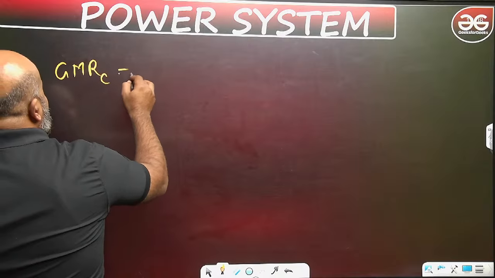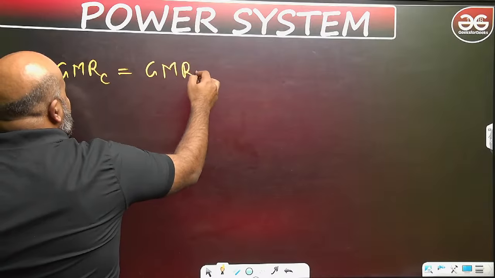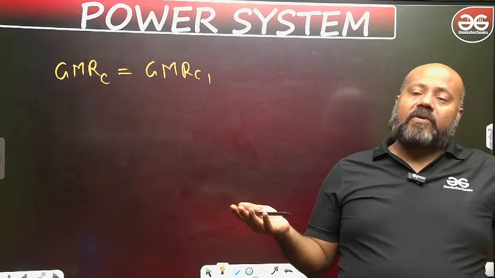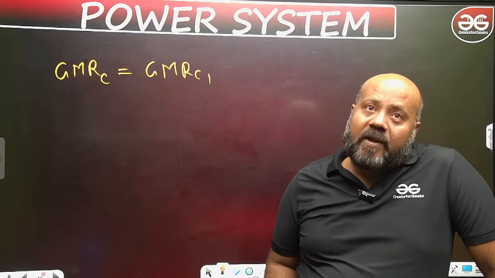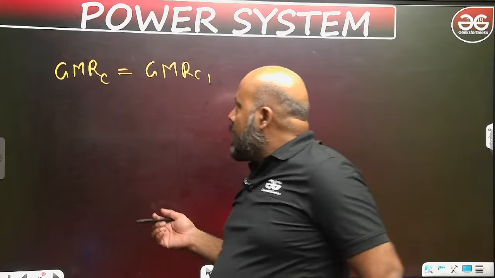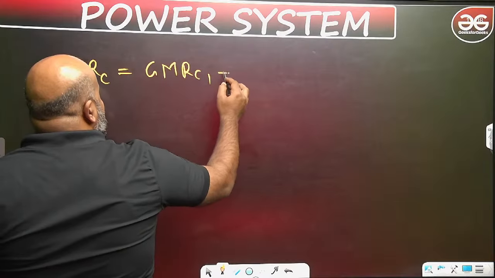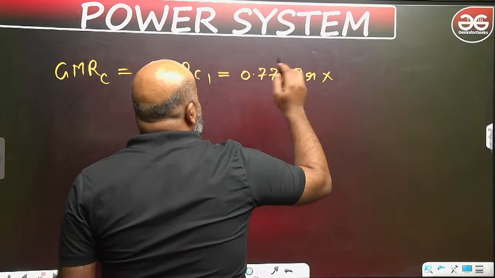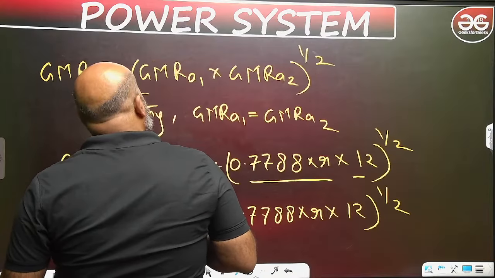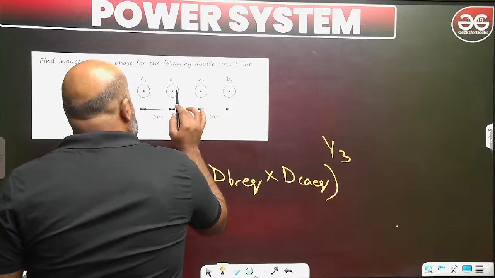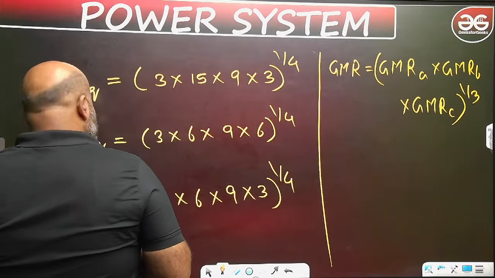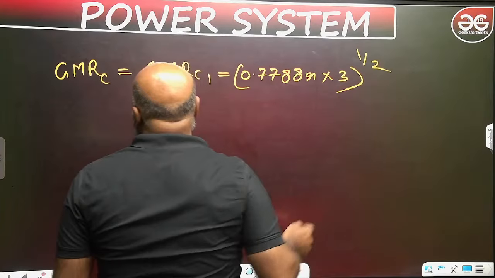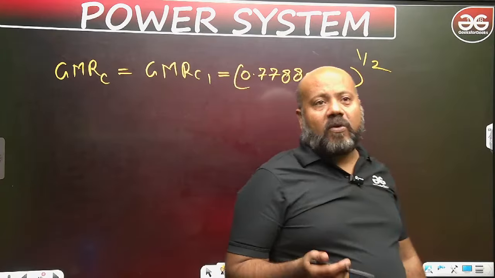Similarly, you can calculate GMR for C. Again, suppose it is C1 and C2. GMR C1 and GMR C2 are going to be the same because of the nature of the symmetry. You can calculate either of them. So if you calculate with respect to GMR C1, effective radius of C1 is 0.7788 into R, and the distance between C1 and C2. Sir, what is the distance between C1 and C2? This is C1, this is C2. It is 3. What is the power? 1 by 2. Then you can calculate GMR for the whole system.